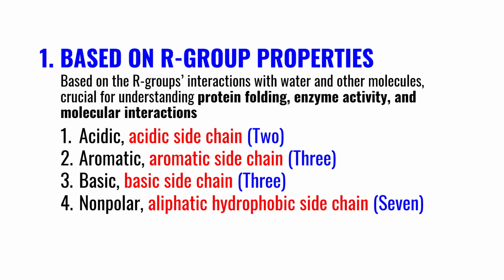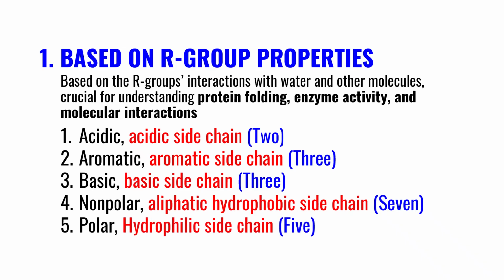The next is non-polar. Here I would like to emphasize that non-polar has nothing to do with the charge. It simply means that the side chain is aliphatic and hydrophobic in nature. There are seven amino acids in total in this category. The fifth one is polar. Again, polar doesn't have anything to do with the charge. It simply means that these are hydrophilic. They have a hydrophilic side chain. There are five in total.